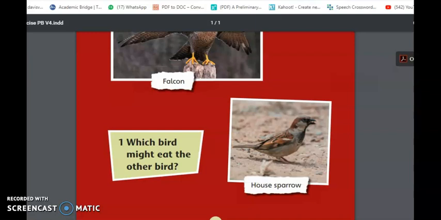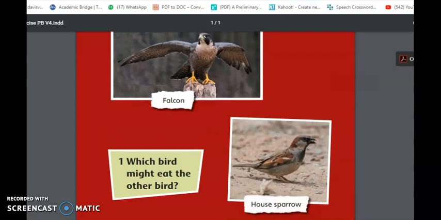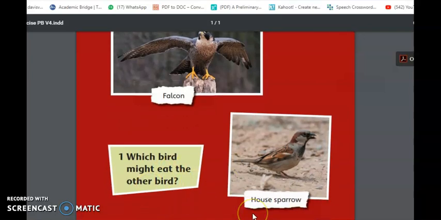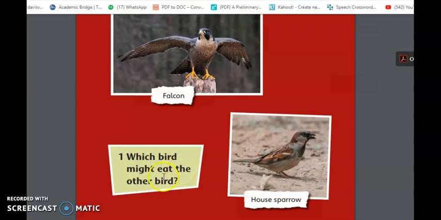Okay, so now let's continue. So now here we have this bird over here. This is a falcon, okay? And we have a house sparrow. So the question is, which bird might eat the other bird? So this one also is another assignment for you. You will draw a plant. After drawing a plant, draw a bird that eats a plant out of these two, then end with a bird that eats another bird.